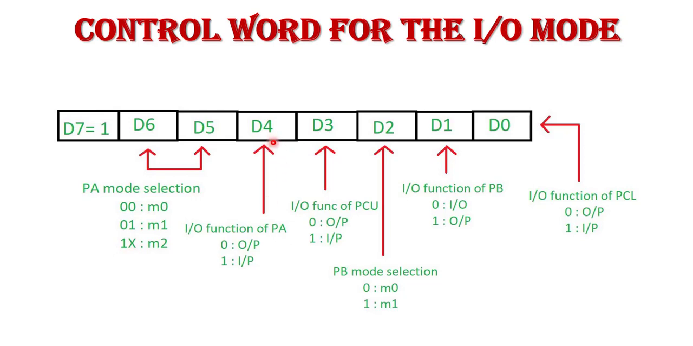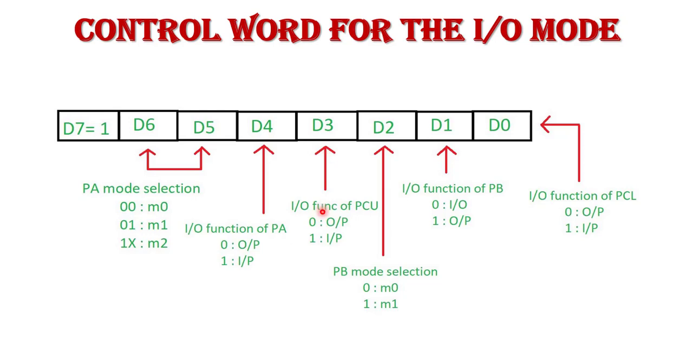Next, the D4 bit. The D4 bit is used to define the input output function of port A. It means whether port A works as an input port or as an output port is defined by the D4 bit. If this bit is 0, port A works as an output port. If this bit is 1, port A works as an input port. Next, D3 bit.